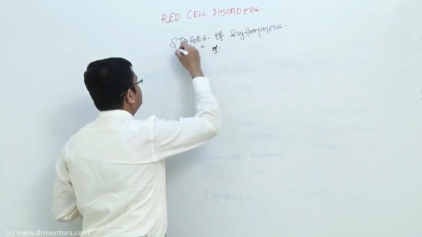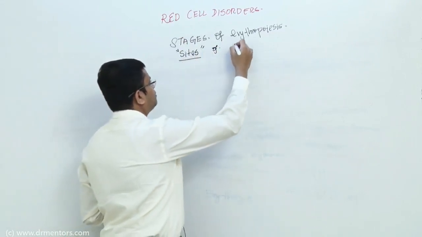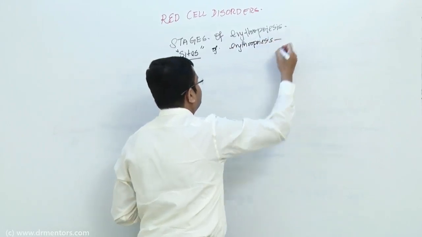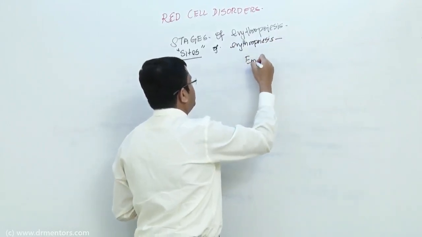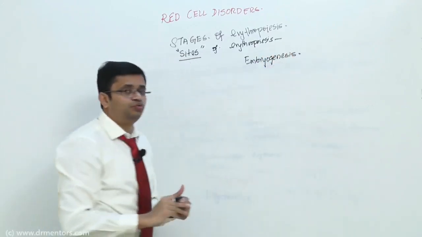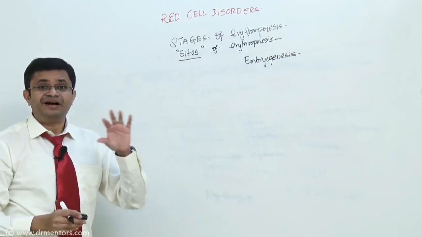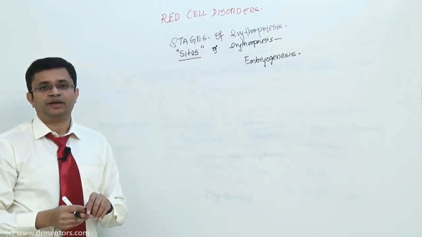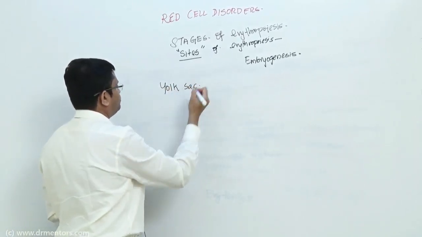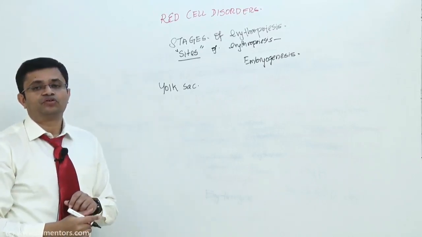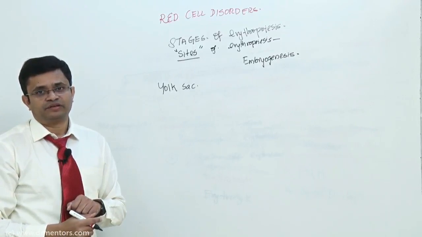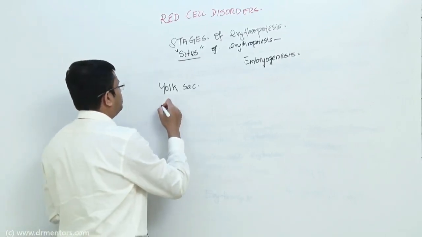Sites. Where are the early sites of erythropoiesis? We'll have to travel back to the period of embryogenesis. If you go back to the stage of embryogenesis, the earliest place for hematopoiesis is in the yolk sac. So which means the yolk sac is the earliest place for hematopoiesis.